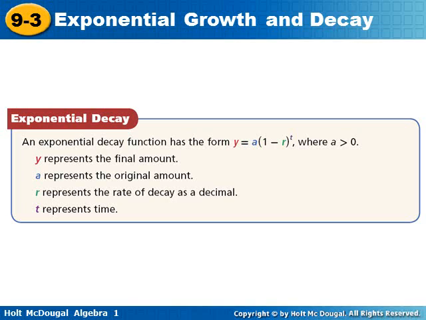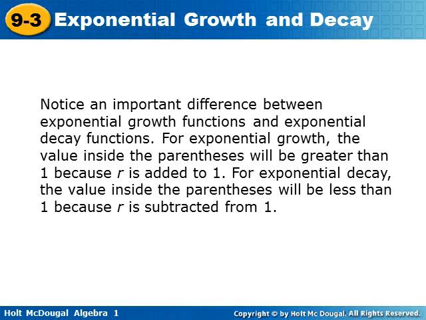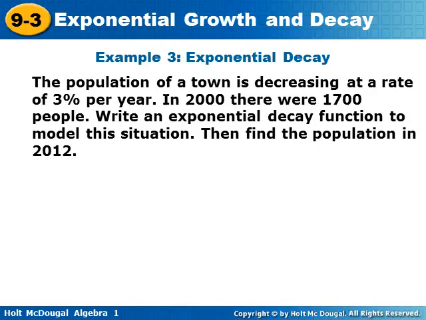y represents the final amount, a represents the original amount, r represents the rate of decay as a decimal, so you have to convert it by moving it 2 places to the left, and t represents the time. Notice an important difference between exponential growth functions and exponential decay functions. For exponential growth, the value inside the parentheses will be greater than 1 because r is added to 1. For exponential decay, the value inside the parentheses will be less than 1 because r is subtracted from 1.